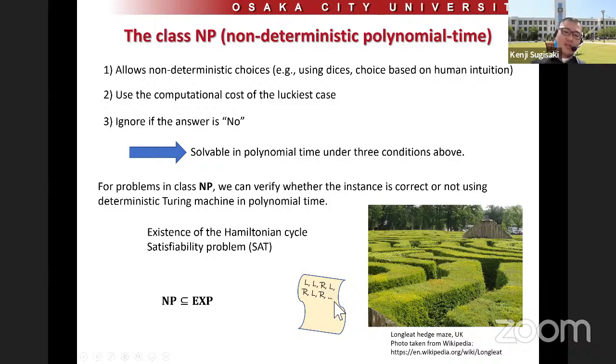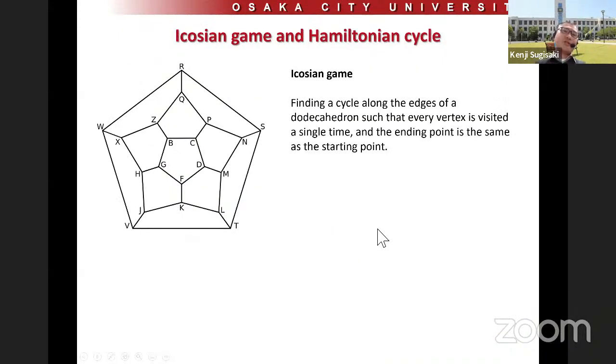So if you don't have this kind of paper, you can go, for example, right, and if the right corridor is a cul-de-sac, you can go back to the original place and go left, and so on. So the number of such paths is just within the exponential, basically. So we can introduce the Hamiltonian cycle. The Hamiltonian cycle was first introduced by using the Icosian game.